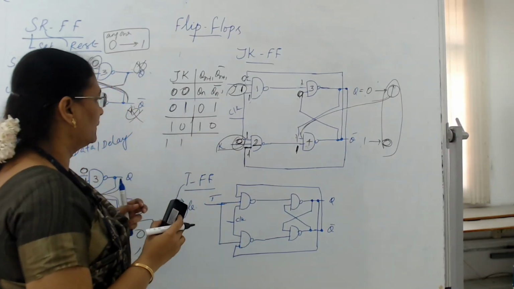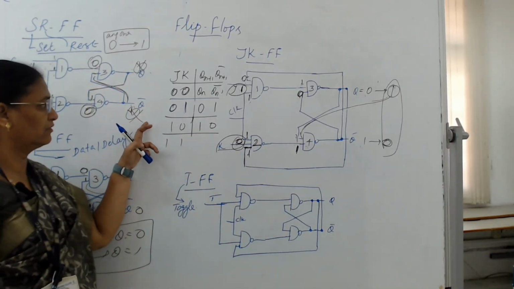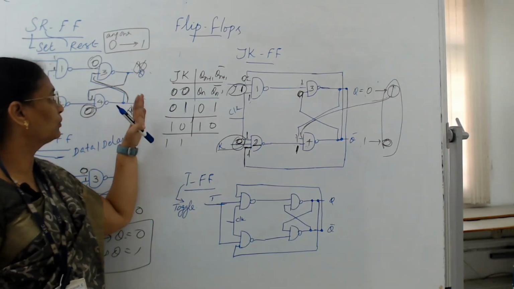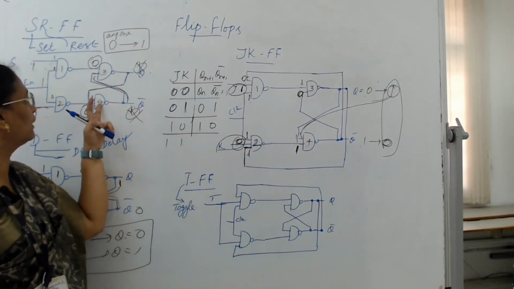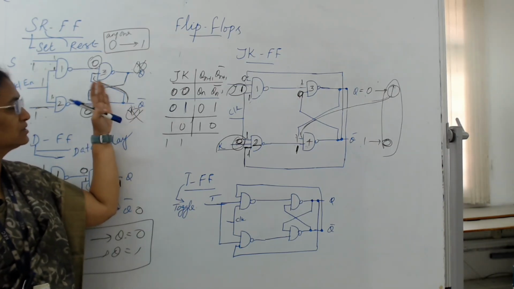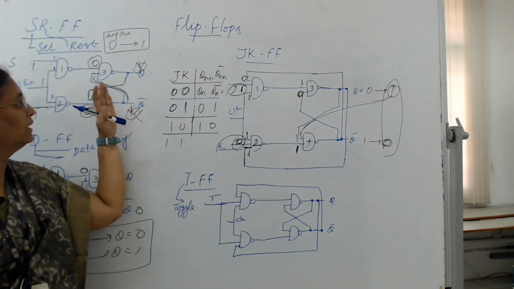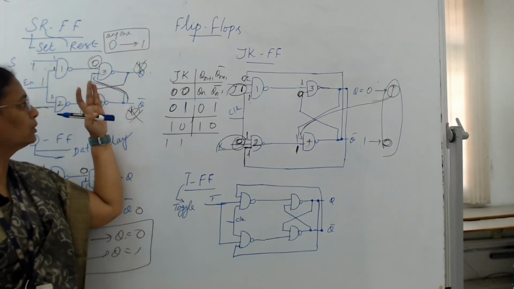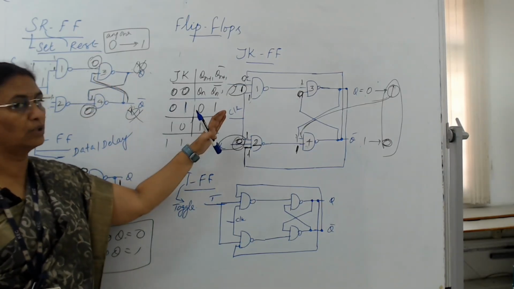Now the last one. The drawback of the SR flip-flop is if both the inputs are 1, 1, we have seen that the outputs of the third and fourth NAND gates are both pulling towards 1. So it is not possible in the case of the SR flip-flop. It is called the forbidden state. That is the drawback of the SR flip-flop. To overcome this, we are moving on to the JK flip-flop.